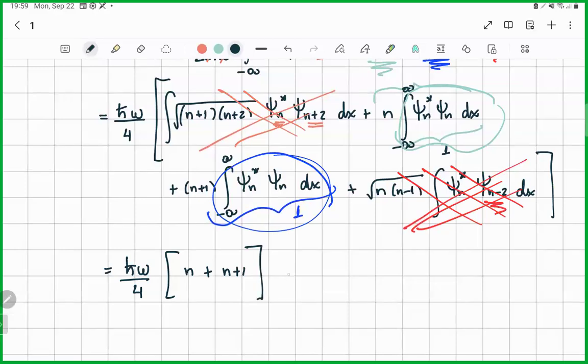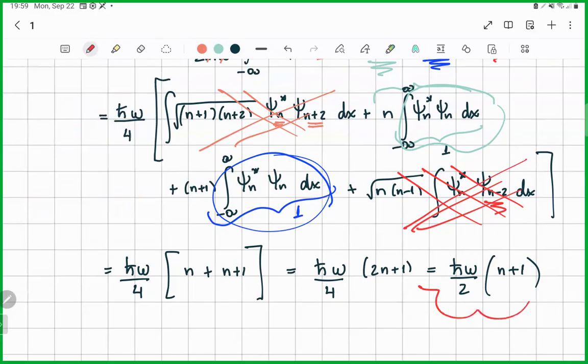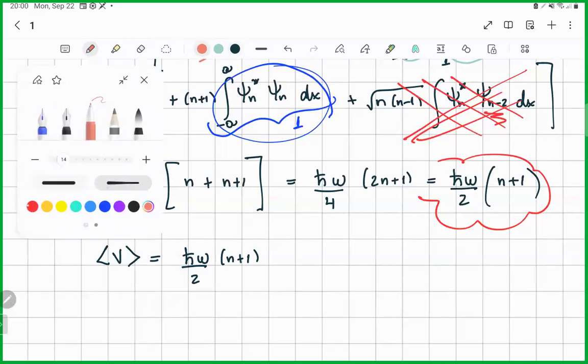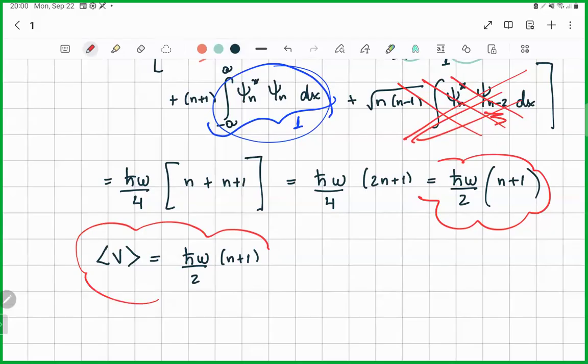So let's rewrite this. We have h bar omega over 4, 2n plus 1. So we can write this as h bar omega over 2, n plus 1. So this is our answer. Let's write it here again. Expectation value of the potential energy is h bar omega over 2, n plus 1. Why did we write in this way? Because it makes us see something very interesting.